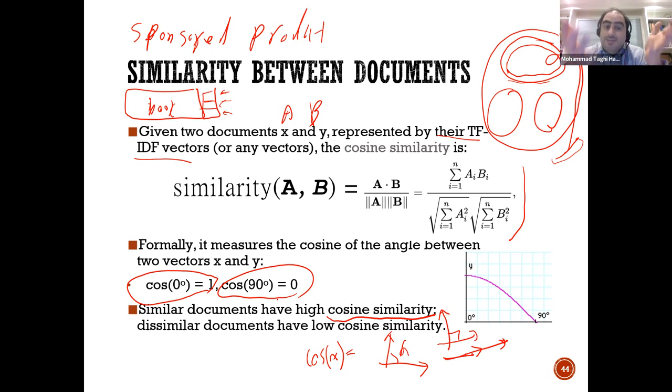So when we talk about similarity between two documents, the mathematical concept is that you represent each document by a vector, then see the angle between these two vectors and take the cosine of that. That tells you how similar they are. And that actually worked very well in practice. So this is somehow making mathematics out of natural language processing.